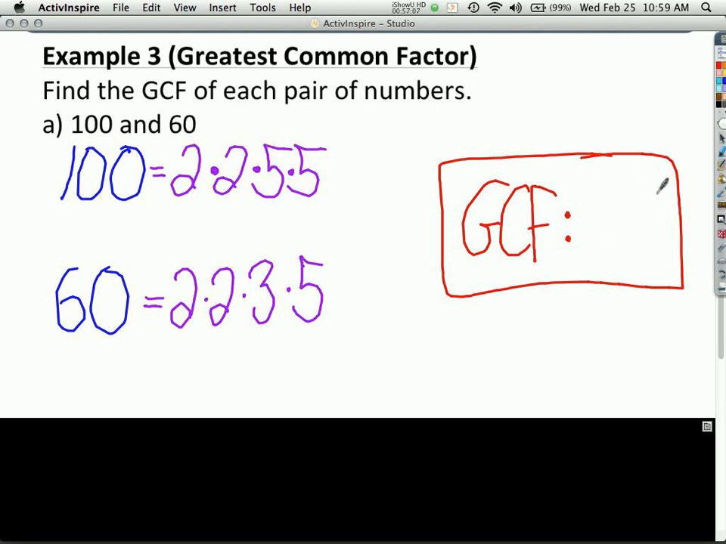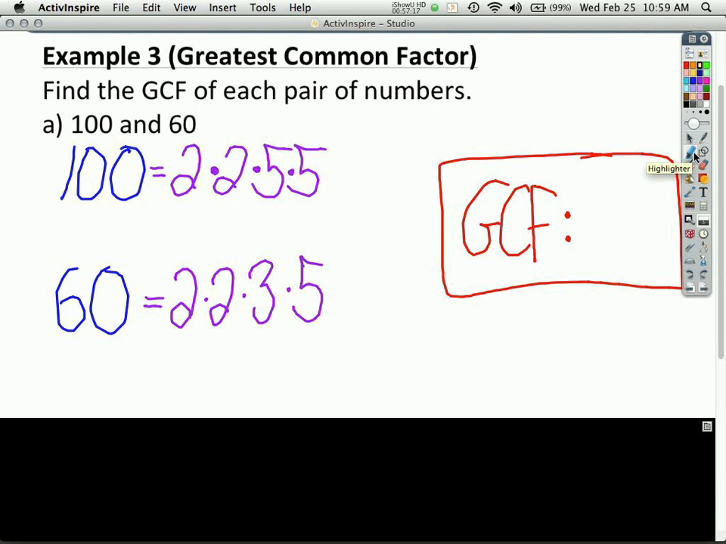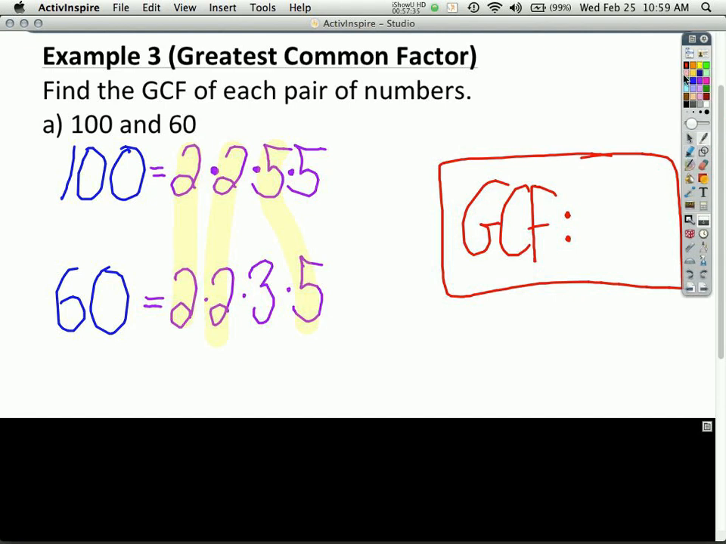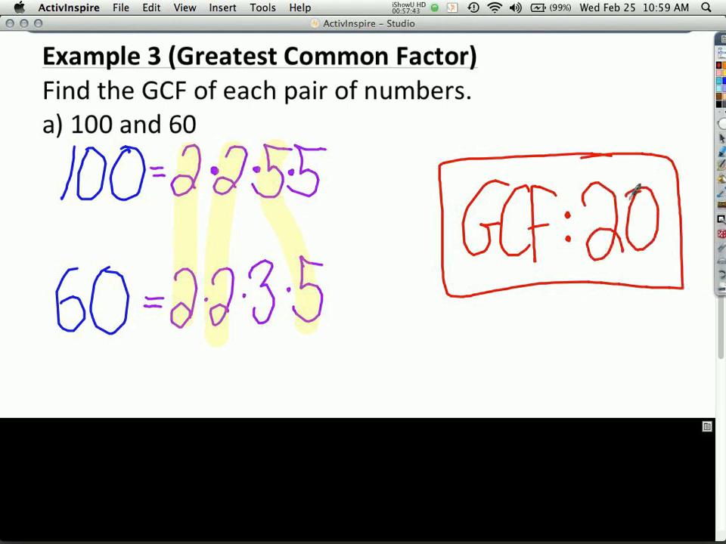But our goal is to get the greatest common factor. So watch this trick. Pay attention, because if you're not paying attention, you're going to miss the whole thing we've been leading up to. Find the prime numbers that they have in common. They have a 2 in common, they have another 2 in common, and they have a 5 in common. Multiply 2 times 2 times 5. What do you get? What do you get, Amari? 20 is the greatest common factor for 100 and 60.